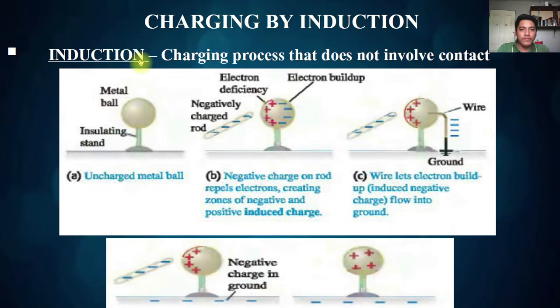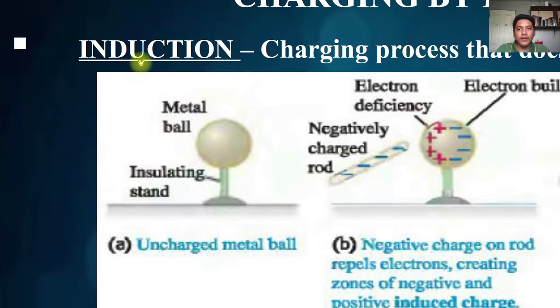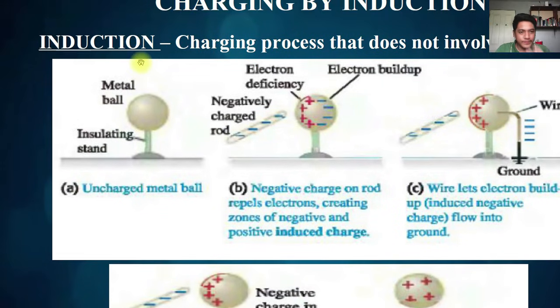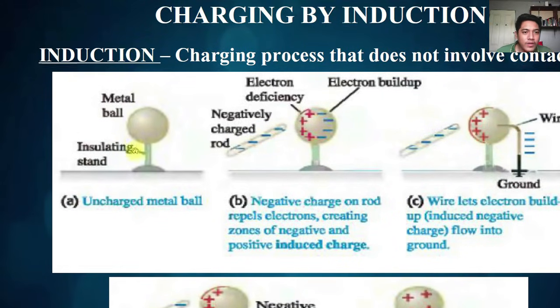So for example, let's say we have here a metal ball. This metal ball is again neutral, meaning the number of protons is equal to the number of electrons. And it is standing on an insulating stand so that no charges could flow, because this is an insulator. Then we have a negatively charged rod here, which is brought close but not touching the metal ball.